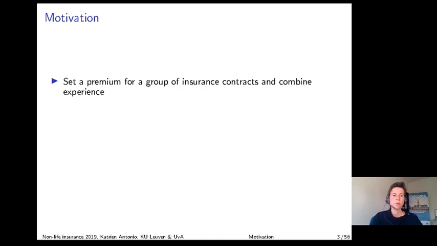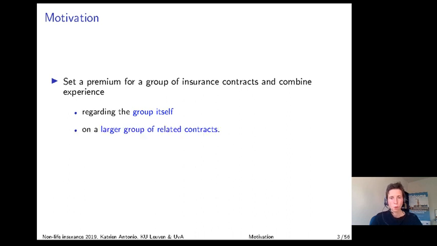Now, assume you face the following actuarial challenge. For a given group of insurance contracts or policies, you have to determine a fair price or tariff for each of the involved contracts. Here too, you can rely on either the experience of this particular group of contracts, or you can rely on the experience related or reported on a larger group of related contracts. Credibility offers you a way to balance both resources.